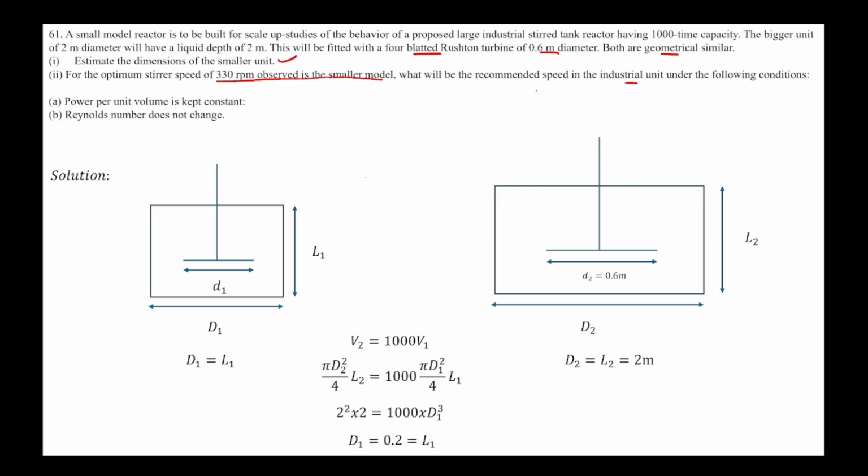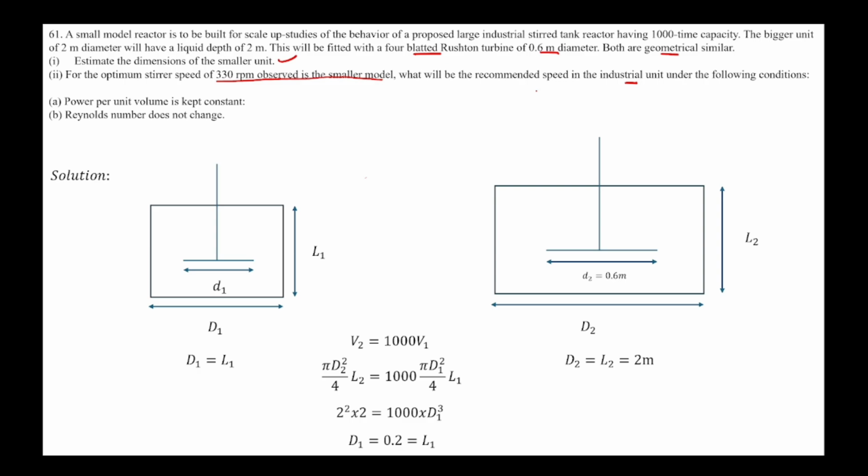So we want to erect a big stirred tank reactor plant. For the study, we are making a model and studying its dimensions and the flow pattern. The question is asking: we have the dimensions of the bigger one, what is the dimension of the smaller one? The condition is both are geometrically similar. When geometric similarity is there, the ratios of the dimensions will be equal.